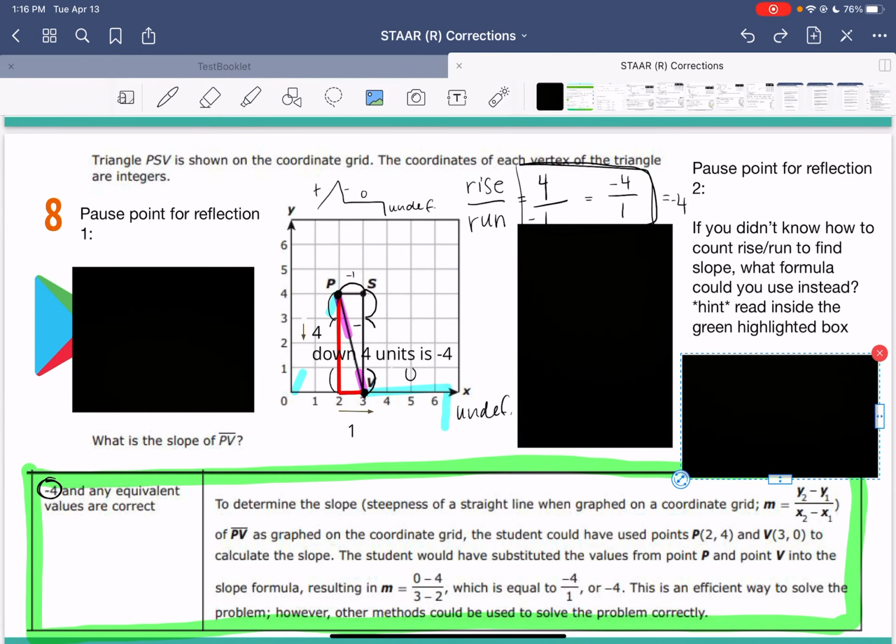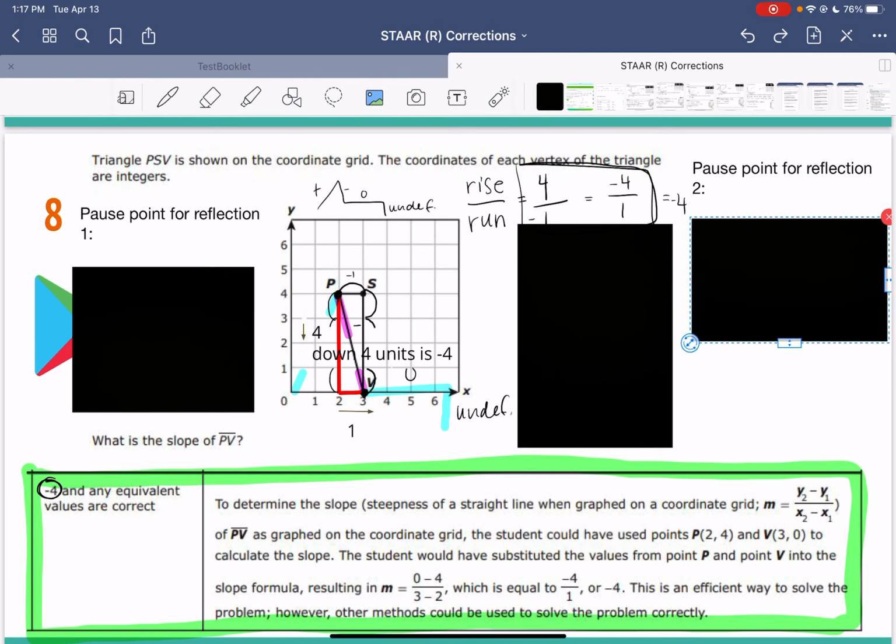If you didn't know how to count rise over run to find the slope, what formula could you use instead? Hint, read inside the green highlighted box. All right, this is going to go ahead and get covered back up. And hopefully you got something written down into your reflection box, and hopefully you don't miss a question like this next time.